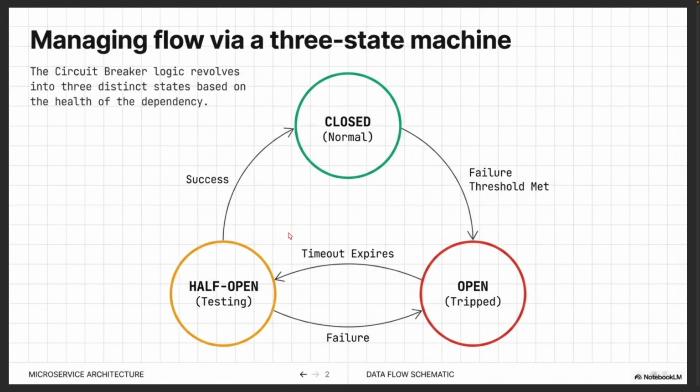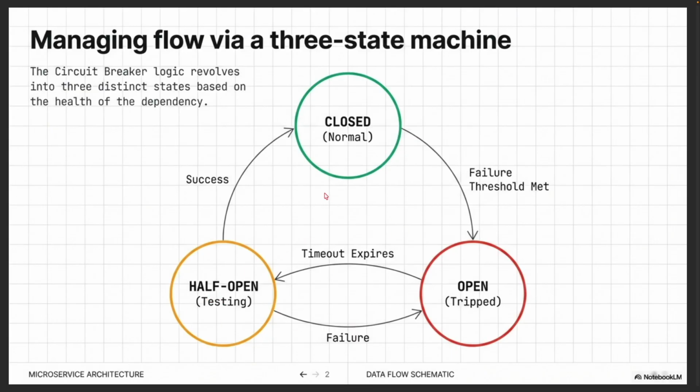So the order service will fall back to a fallback mechanism, and it will respond with a static response to the users. That is the state we call the open state, when there is no request and response between the order and the payment service. But after some time, the order service will check with one request whether the payment service is back or responding or not. That one request, that state, we call the half open state. That is, we call it a testing state.